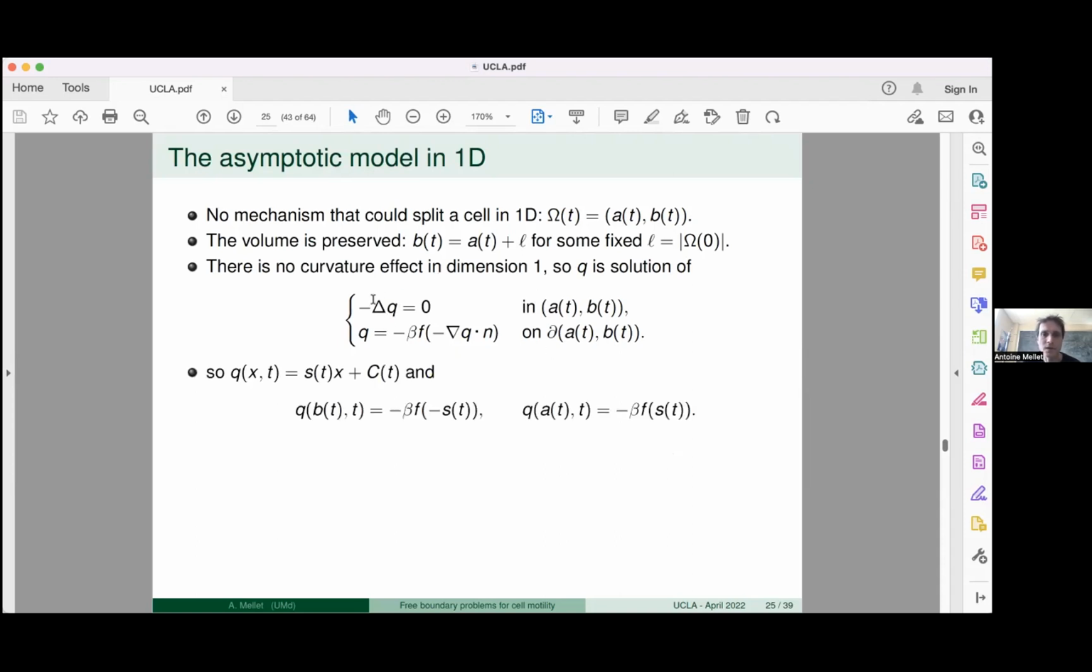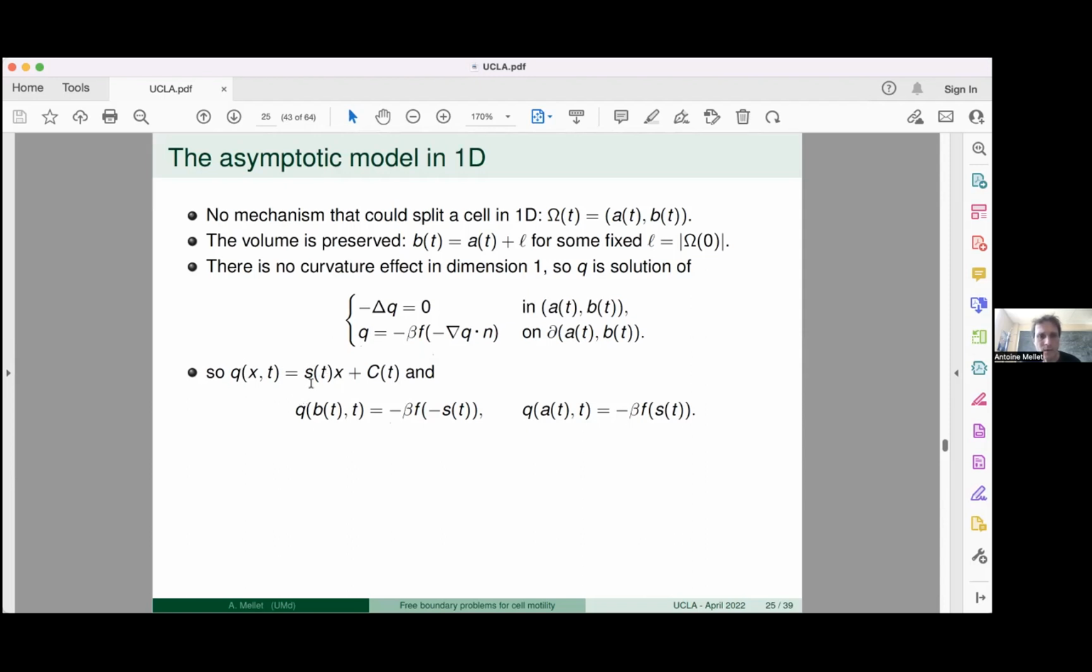The first equation tells me that Q should be a straight line, so I write it like this: s times x plus a constant, where s depends on t, of course. And then I use this form here, and obviously the normal derivative of q is just s of t, and so I can write the boundary conditions coming from this. And now I ask myself, where can I find an s so that I find a q of this form that solves this condition.